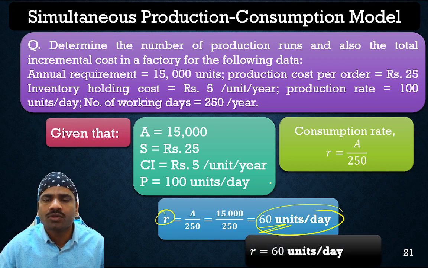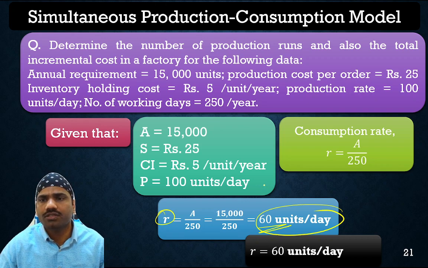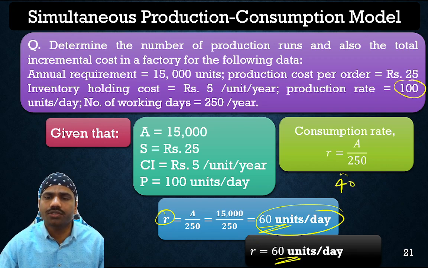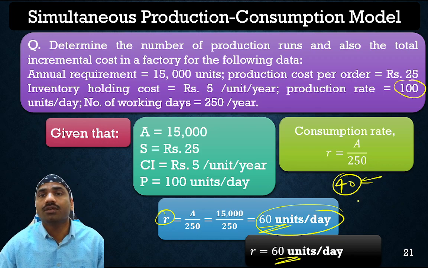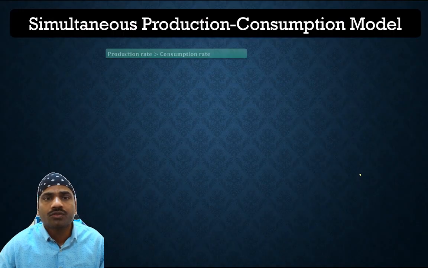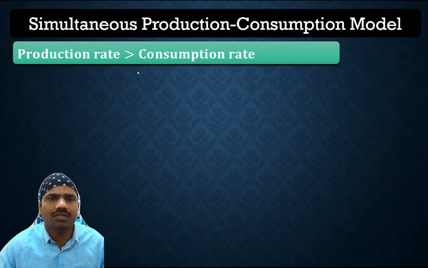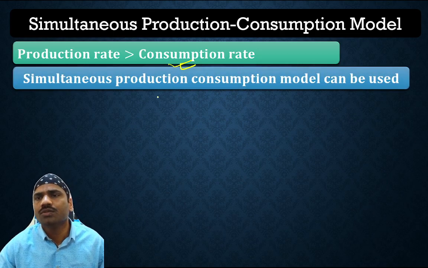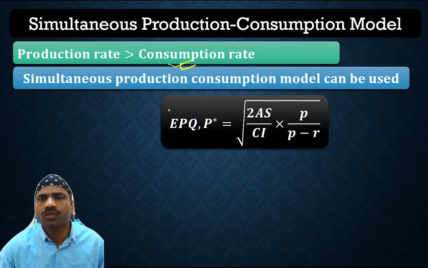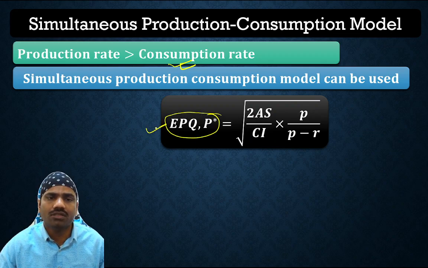Now we will find the EPQ. R is 60 units per day. We have consumption rate of 60 units per day and production rate of 100 units per day, so we are storing 40 units per day in inventory. Here the production rate is more than the consumption rate, so we can use the production consumption model for this problem. With the help of the production consumption model, we can find the EPQ.